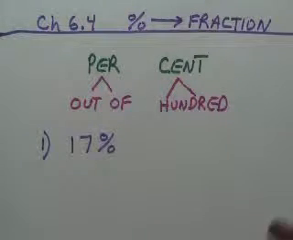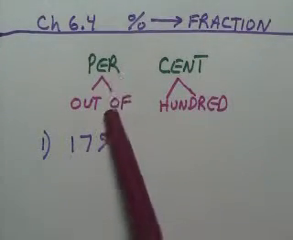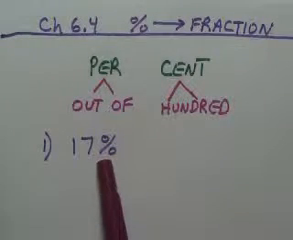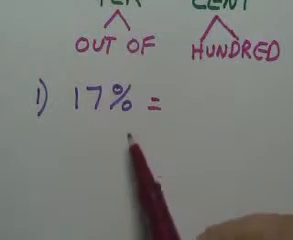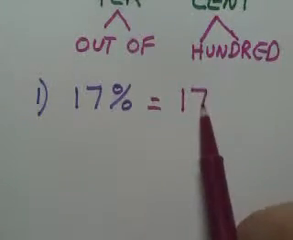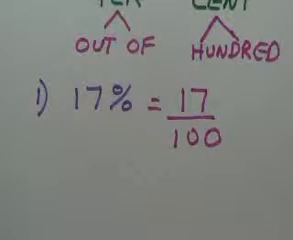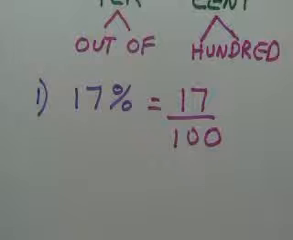We'll just do a few examples. Remember, we're changing percent into a fraction, and percent means out of 100. So changing percent to a fraction, if this is 17%, 17% means 17 out of 100. And that is it. And this cannot be reduced. So I changed a percent into a fraction.